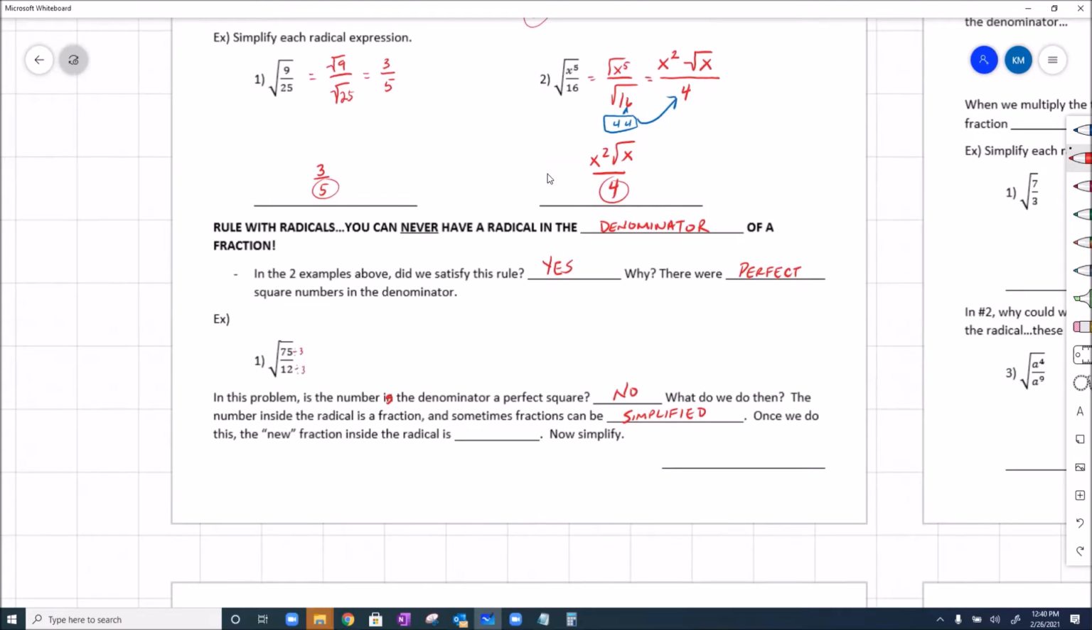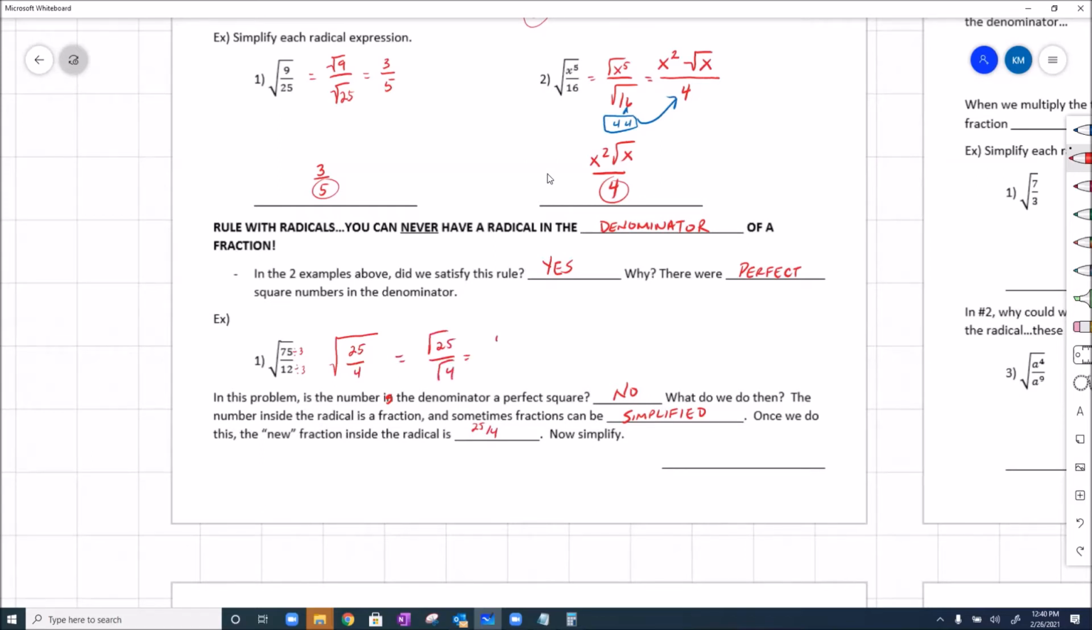Look at that, 3 goes into both of those. So when I simplify this fraction, I have radical 25 over 4. Okay, so once we do this, the new fraction inside the radical is 25 over 4. And so now we'll notice, hey, radical 25, radical 4.